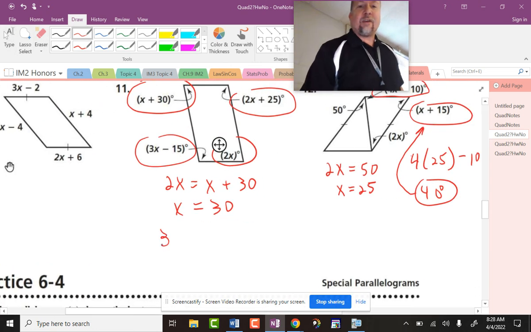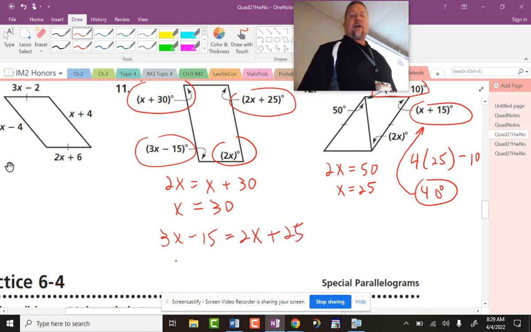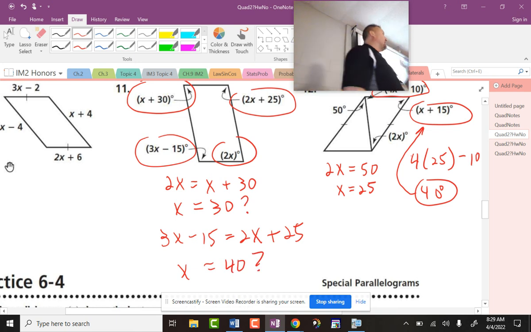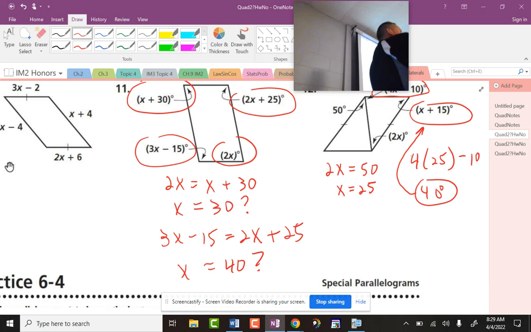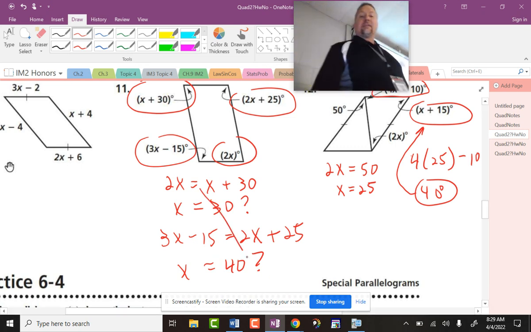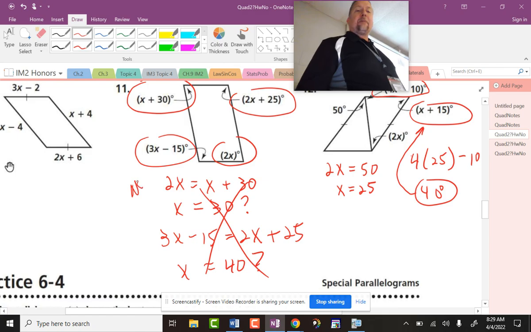All right, so 3x minus 15, another little added thing learned from Mr. Samuels. I subtract 2x, I add 15. What's going on here? x equals 30, and now x equals 40 in the same question. What does that mean about these opposite angles? Could each set of opposite angles actually be equal to each other? No. So what this means is this is not a parallelogram.